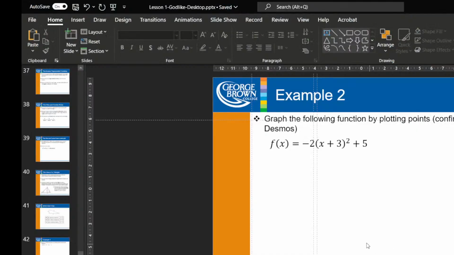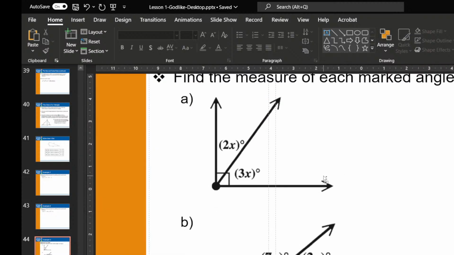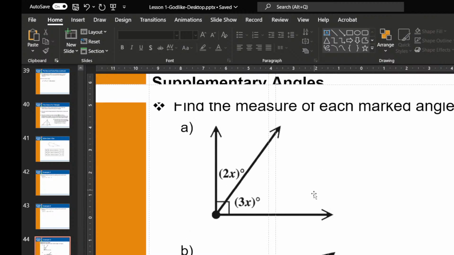All right. Example 3, supplementary angles. Let's talk about this example for now. Find the measure of each marked angle in the figure. Okay, how do we do that? Help me out. I'm going to zoom in. So if I want to find these angles, what is the value of x? How do I find the value of x here?